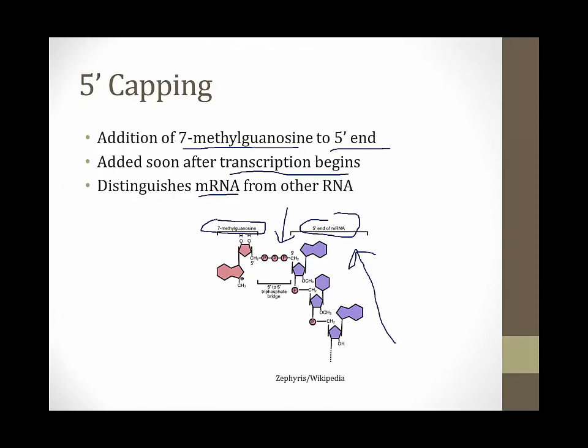This is a ribonucleotide just like the guanosine you would find in RNA, except that it has a methyl group hanging off the 7 position. Hence it is called 7-methylguanosine, and this caps the 5' end of RNA to tell other structures in the cell that this is a piece of mRNA.